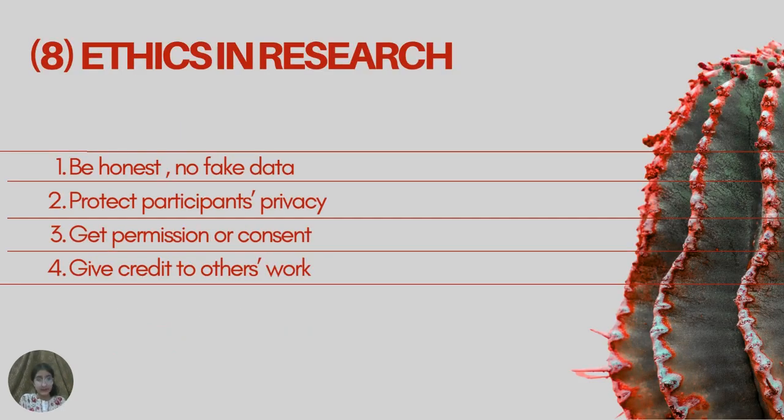Now we have ethics in research. First, be honest, no fake data. This is the first rule of doing research. Second, protect participant privacy. In this case, you can get a sheet and get a signature from them of their permission and ask them if they want to be included in your research. The third is get permission or consent, as I said. And the fourth is give credit to other people's work or researchers. Like at the end of the research, you can include a reference.